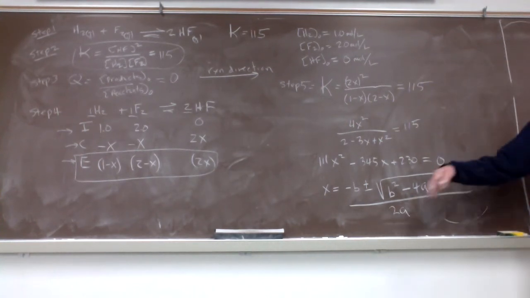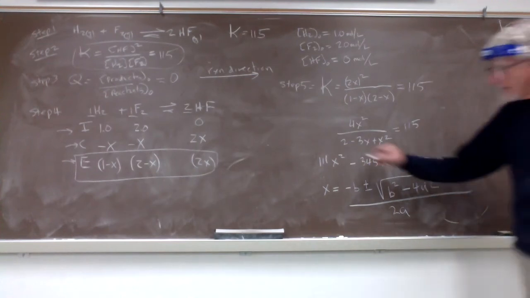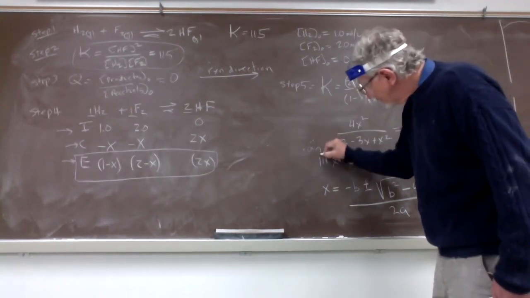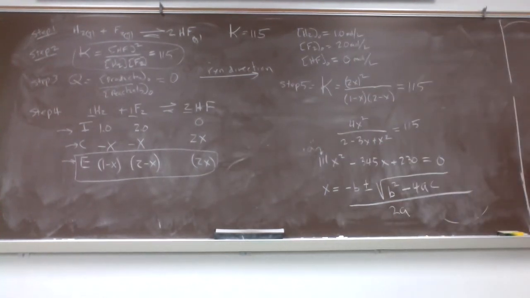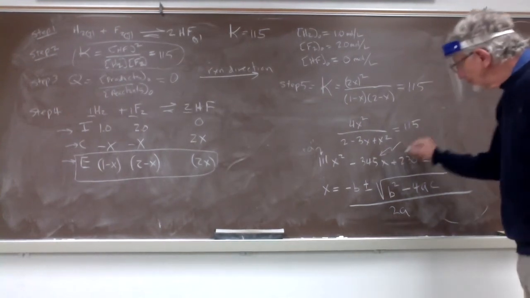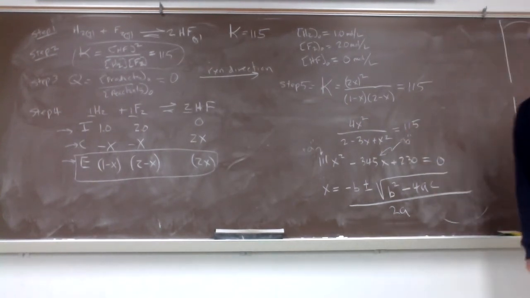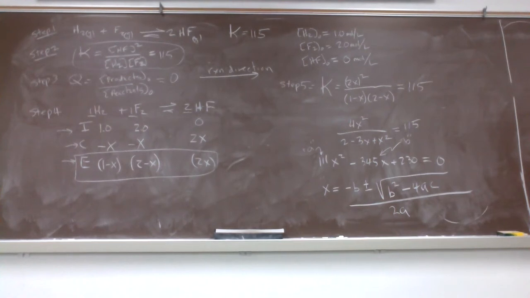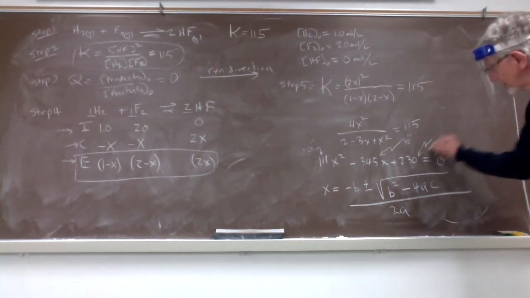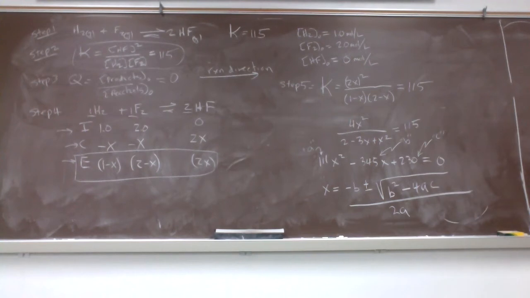So what are these a, b, and c terms? A is the coefficient of our x squared term. B is the coefficient of our x term. And C is our constant. So A is equal to 111, B is equal to negative 345. It's so easy to drop a negative in the quadratic equation. Don't drop any of the signs. And C is equal to 230. Is that right?